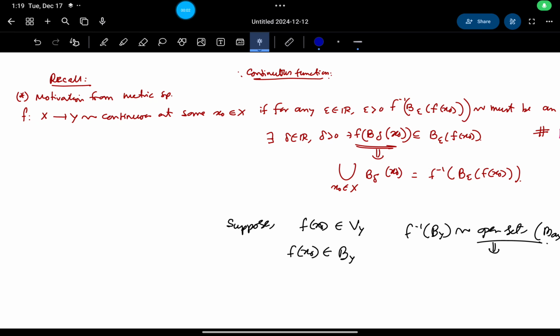Hi, welcome back to the lecture series on basic general topology. We were discussing a topic named continuous function between topological spaces.